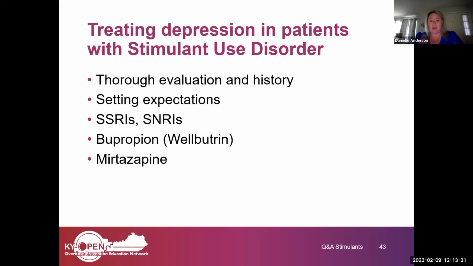That's why one of the things we want to do is set expectations about what's going to happen when we take medications. We can use our typical medications, SSRIs, SNRIs, so medications like fluoxetine, duloxetine, bupropion, which is Wellbutrin, and mirtazapine. But again, we want to set that expectation that mood may improve over time, but we've depleted a lot of our dopamine system, and so it can be hard to regulate mood initially.